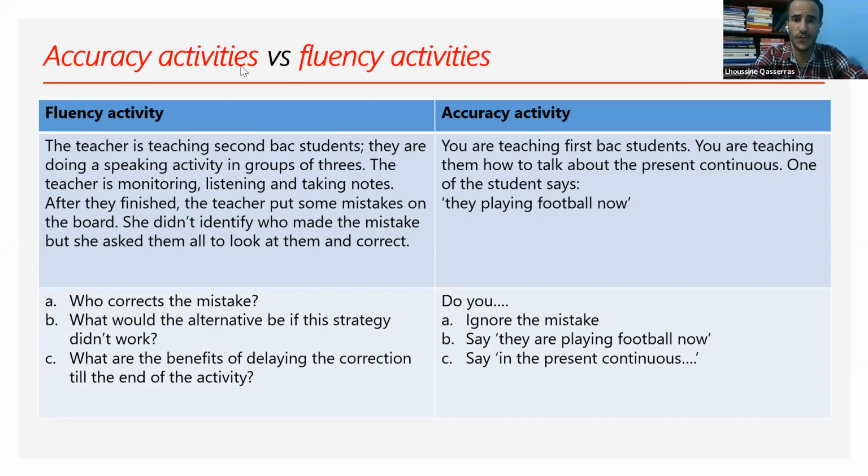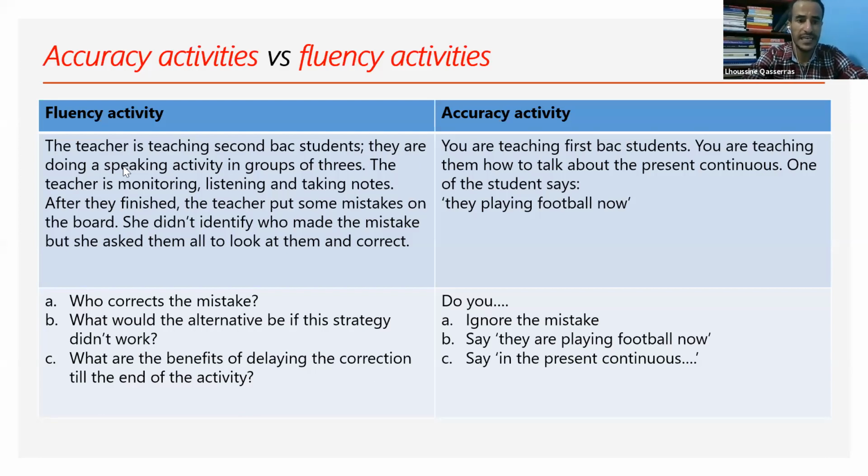Accuracy activities versus fluency activities. So let's start with fluency. And these are the questions. Who corrects the mistake? What would the alternative be if the strategy didn't work? What are the benefits of delaying the correction till the end of the activity?